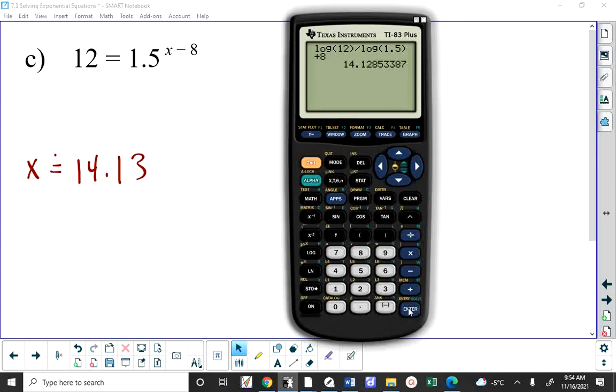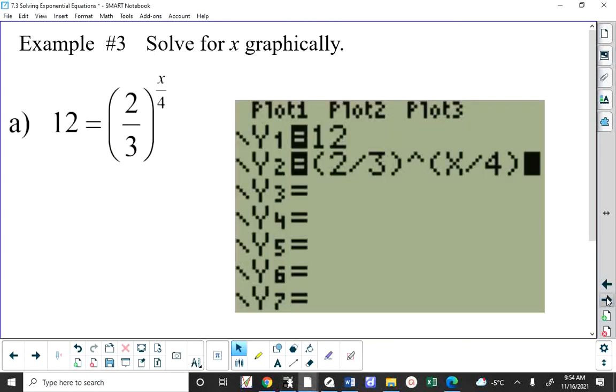To get a more precise answer. Okay. But that's a few lessons away. Now, what if we want to do it graphically? We could go back and do those ones graphically, as Liam pointed out. But let's take a look at this next one.